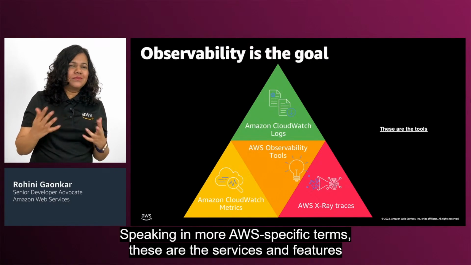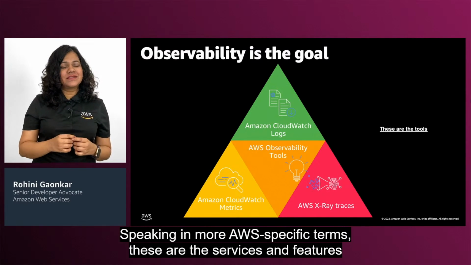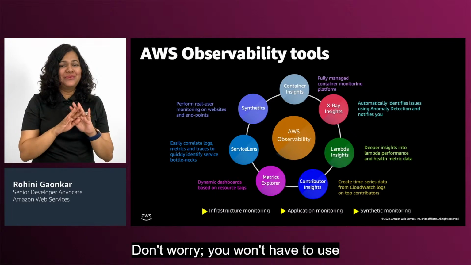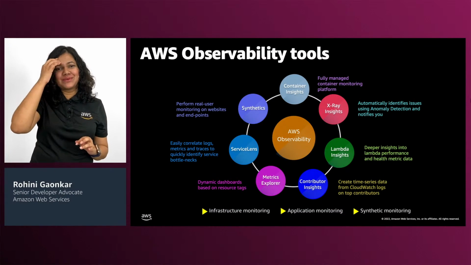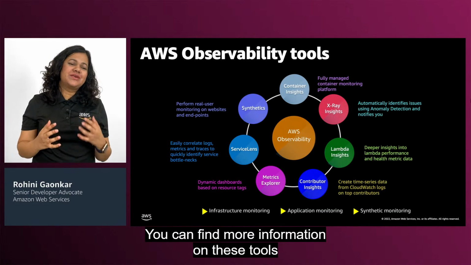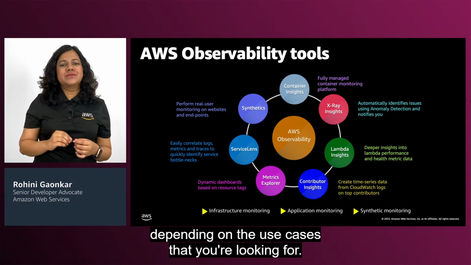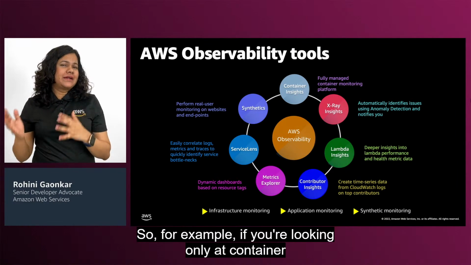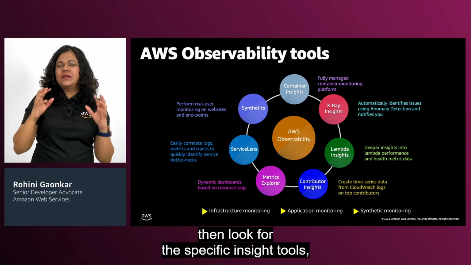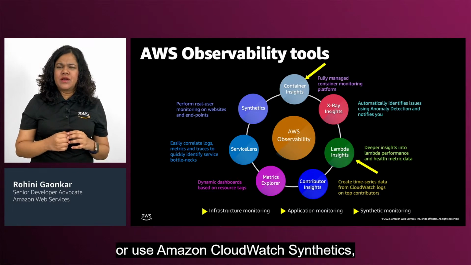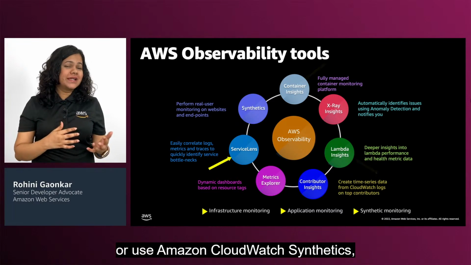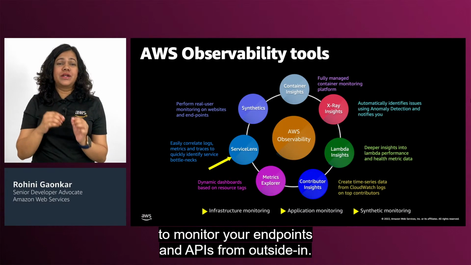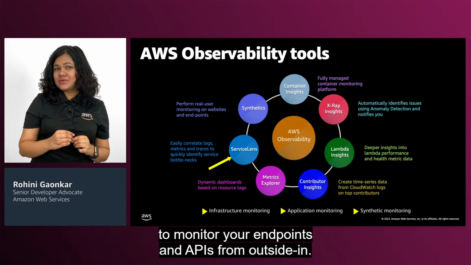Speaking in more AWS-specific terms, these are the services and features that provide the AWS observability tooling. Don't worry, you won't have to use all of these services and tools. You can find more information on these tools depending on the use cases that you're looking for. So for example, if you're looking only at container or Lambda deployments, then look for the specific insight tools. Or use Amazon CloudWatch Synthetics, a fully managed service that enables you to create canaries to monitor your endpoints and APIs from the outside in.